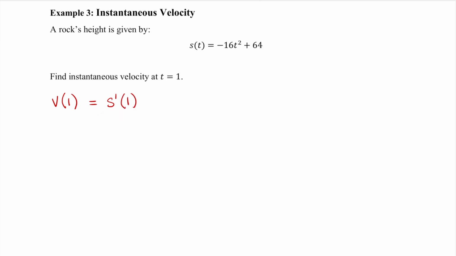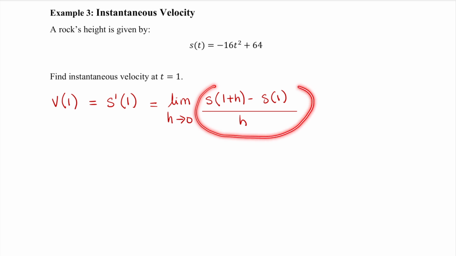To find the derivative of the function, we use the limit definition. s prime of 1 equals the limit as h approaches 0 of s of 1 plus h minus s of 1, all over h. I will find s of 1 plus h and s of 1 separately and substitute them back into the formula.